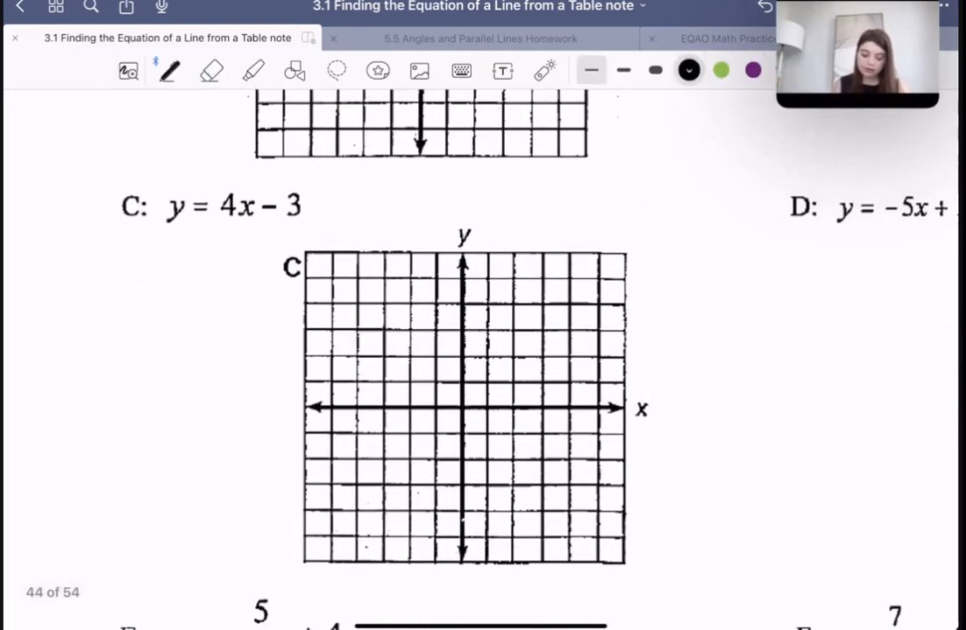Okay, let's move on to C. Y equals 4x minus 3. So in this case, our b value is what? It's this last part here again. It's negative 3. So negative 1, negative 2, negative 3 is right down here. And then our slope is 4, right?